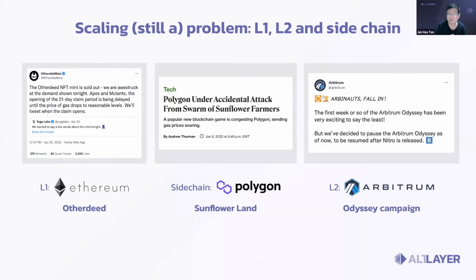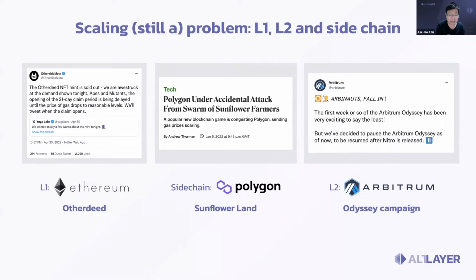Scaling problem in 2022 is still a problem today. You can probably see that on Layer 1 on Ethereum, when Yuga Labs did NFT minting, there was massive congestion happening there. There were people burning away $1,000 worth of ETH and getting transactions failed. Good for ultrasound money, but not good for the end user in general.